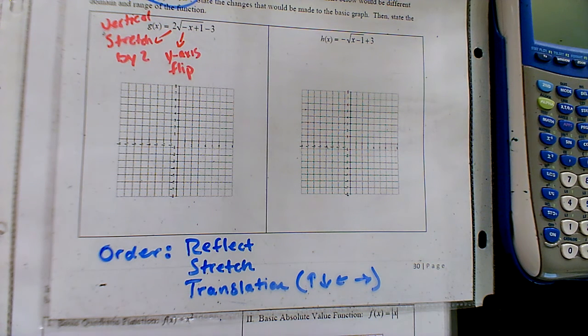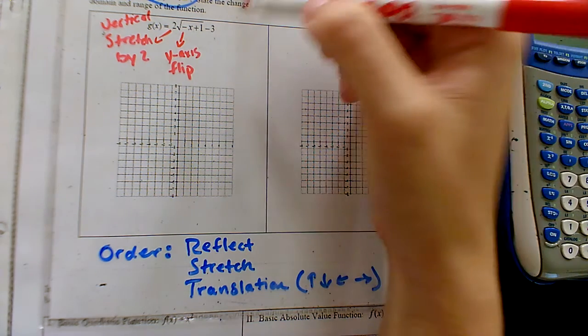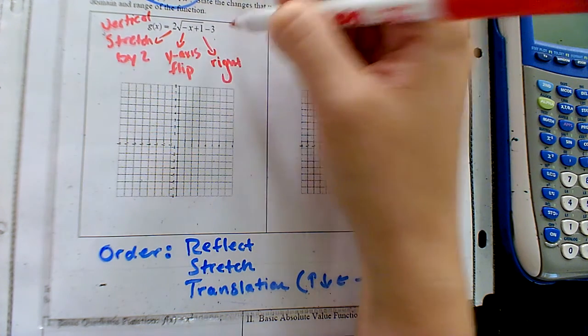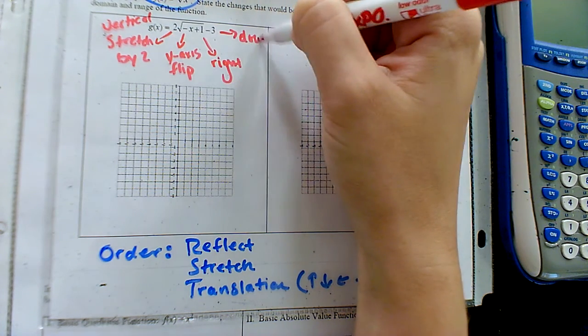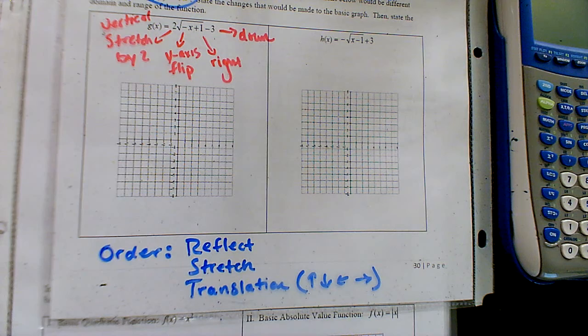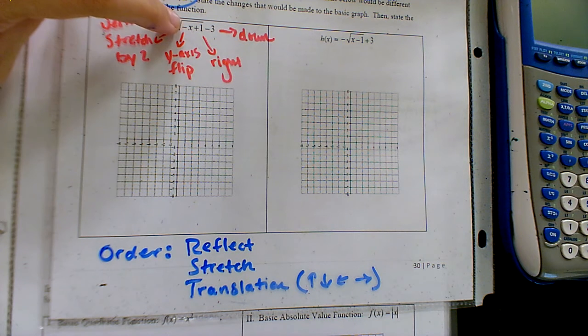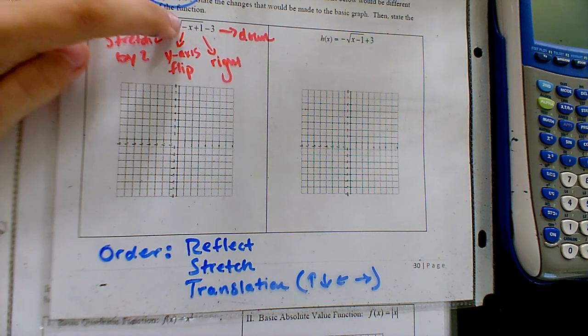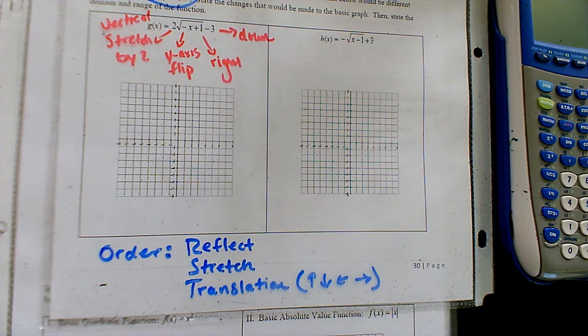Do we have any translations, like left, right, up, down movements? What do you think, Jordan? We're going to go to the right one, and then down 3. There we go. Right 1, down 3. Now, if the minus or the negative was not there, the +1 would actually make it move left. The inside does the opposite of what you'd think, unless there's a negative on the inside, which changes it. So we can identify all these transformations.